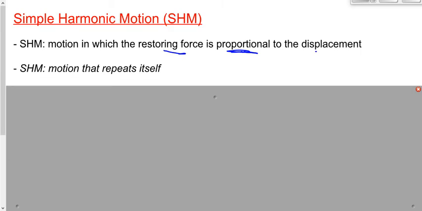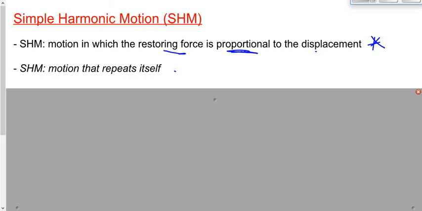So we're going to define simple harmonic motion in another way. I'm putting this in italics because this isn't really the definition. Okay? This is the true definition. But this is how we can at least visualize simple harmonic motion, motion that repeats itself. Just remember that it does that because the restoring force is proportional to the displacement.